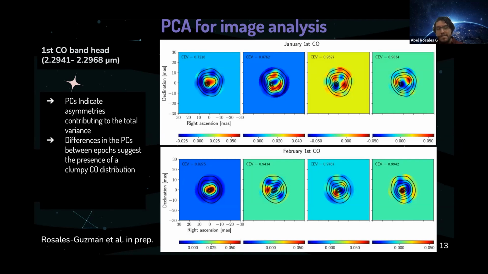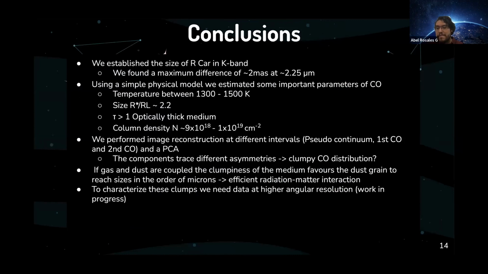And finally, as my conclusions, we established the size of our star in the K-band through a geometrical model fitting applied to the squared visibilities. We found that there is a wavelength dependence in the estimated size due to the presence of molecules like water and CO, but also we found a maximum difference of 2 milliarcseconds between the two epochs due to the variable nature of the source. By using a single layer model, we established some important astrophysical parameters at first order.